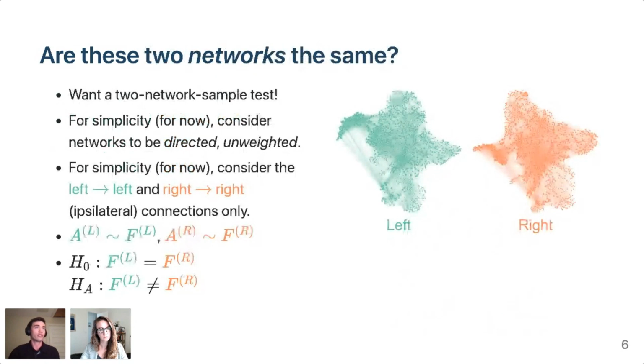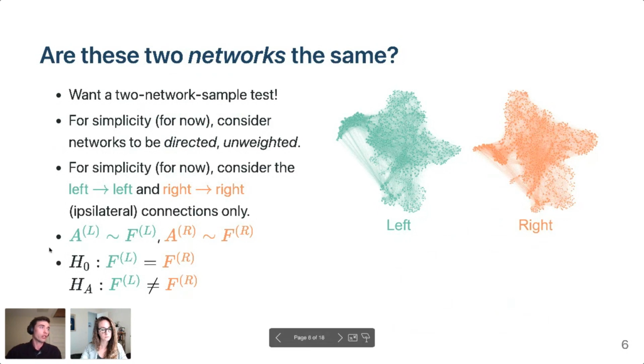But what we have is two networks. So we essentially want a two-network sample test. For simplicity, I'm going to consider both networks to be directed but unweighted, so just binary, is there an edge or not? And again, just for simplicity, we'll just look at the subgraph on the left side of the brain, just the connections from the left to the left, from the right to the right, and we're going to ignore connections across hemispheres.